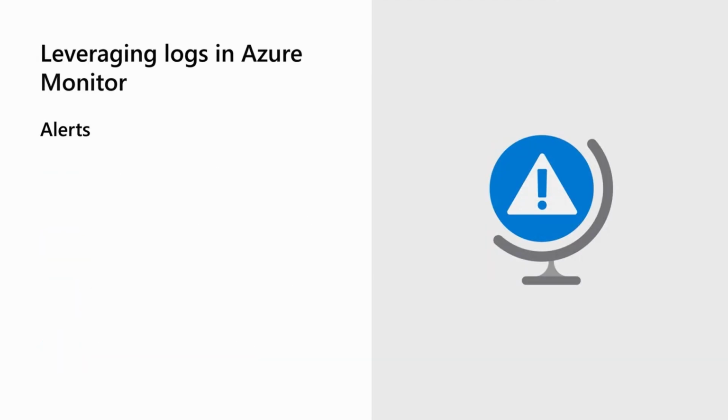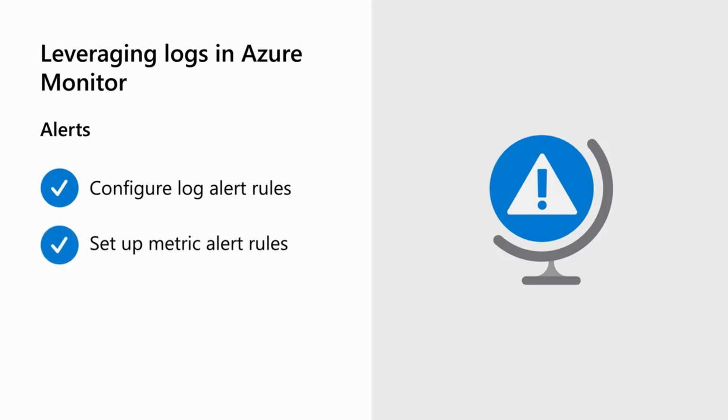Next, let's understand how you can use logs to create alerts. Configure log alert rules that trigger notifications or automated actions when query results match specified conditions. You can also set up metric alert rules based on log data extracted as metrics.